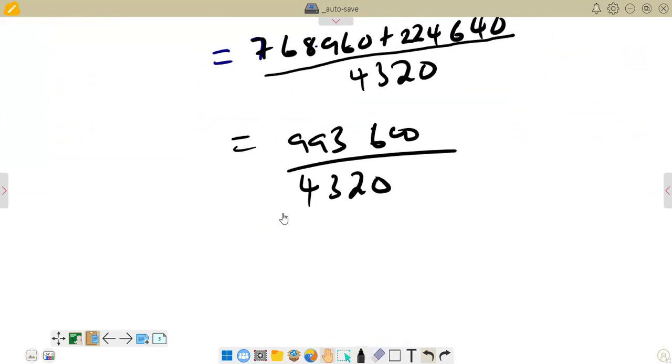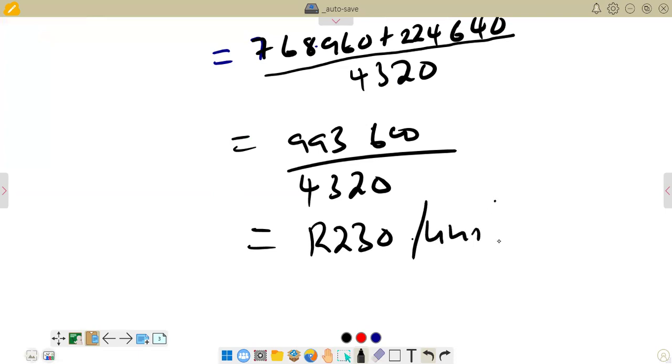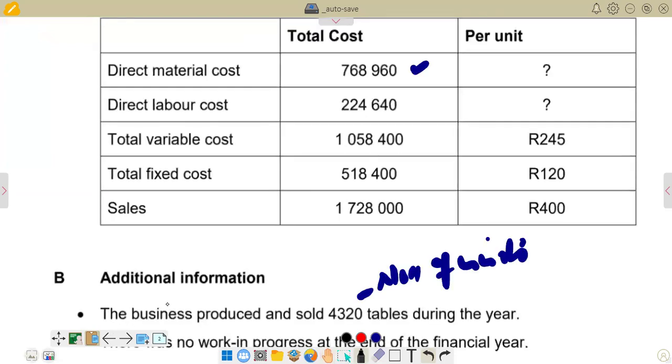Let's try to see what do we get. We're going to get 230. So your answer is going to be 230 per unit. So this is our prime cost per unit. So you can go back there to see if you've got any other question that is going to fall.